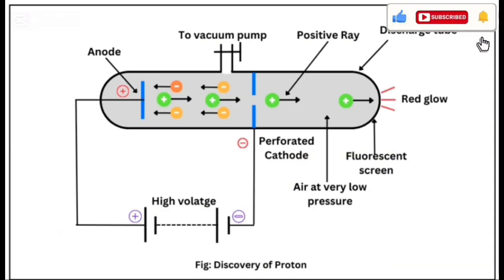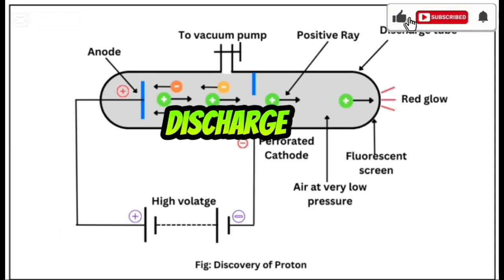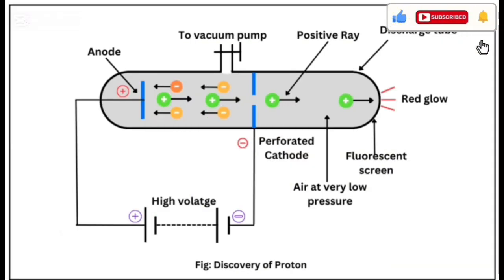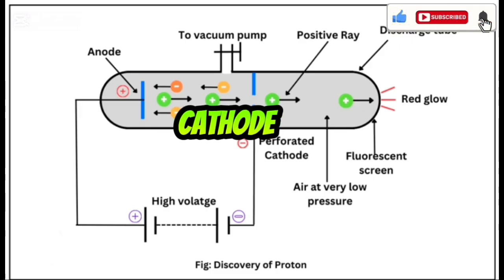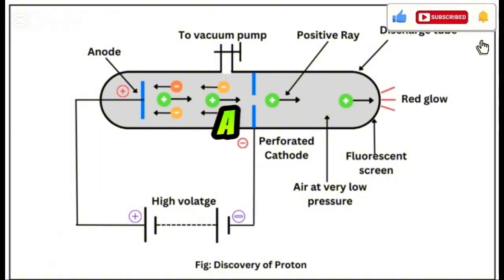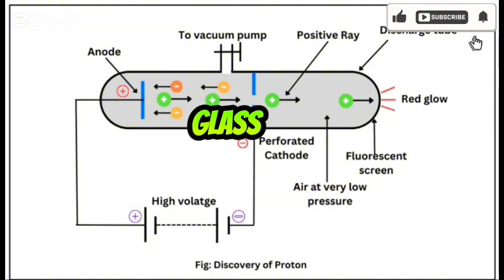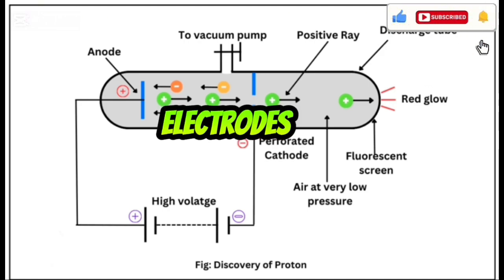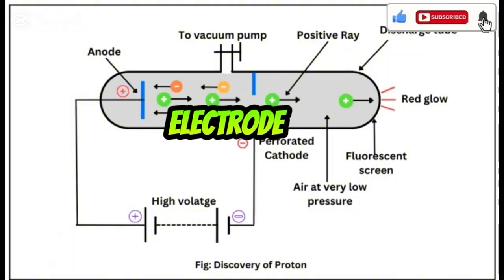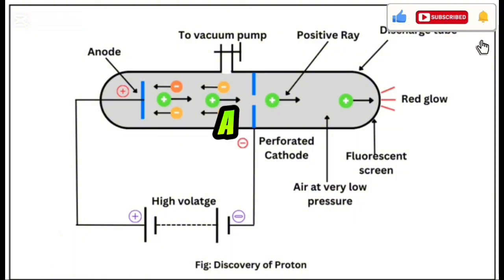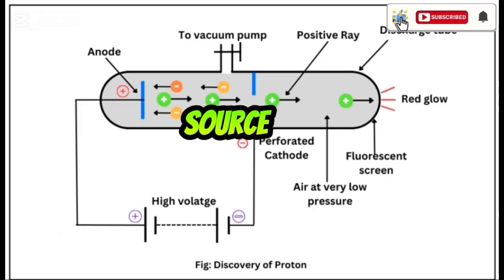Part 2. Goldstein's discharge tube experiment. Goldstein modified the cathode ray tube used by Thomson. He designed a special discharge tube that contained a glass tube, gas at very low pressure, 2 metal electrodes, anode (positive electrode), cathode (negative electrode), and a high voltage power source.